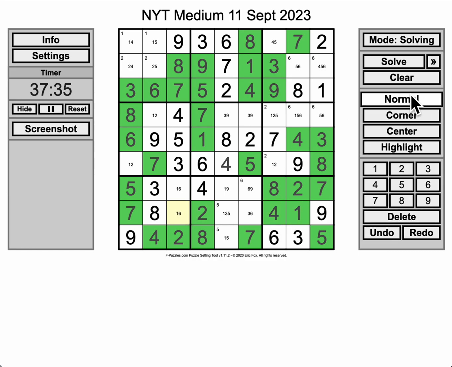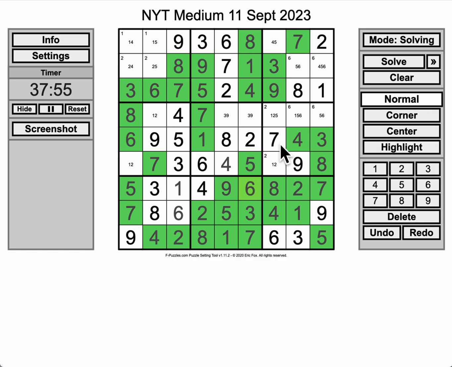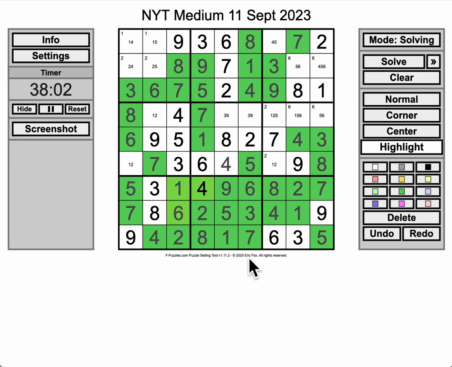Okay, 1 now comes over here. 6, 1. This 6 tells me that's a 3. The only digit left, that's a 5. That's a 1. That's a 9. I know that turns into a 6. Four is going to fill in the rest of the row, isn't it?